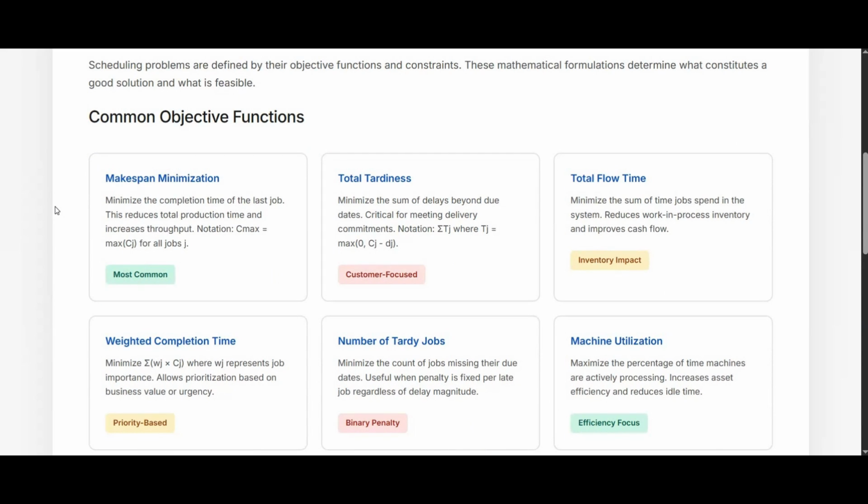When you are building a scheduling model, you need to know what you are optimizing for. That's your objective function, and what rules you can't break, those are your constraints. Let's go through the common objective functions. What are they?